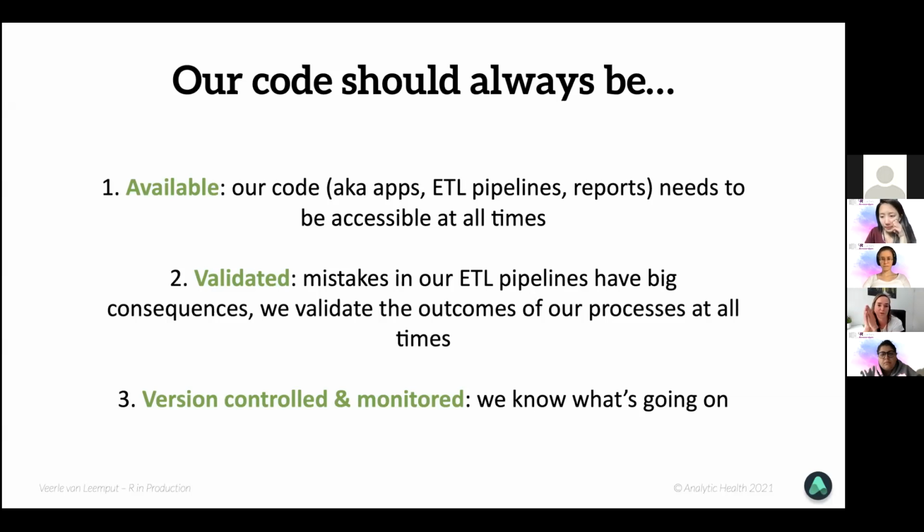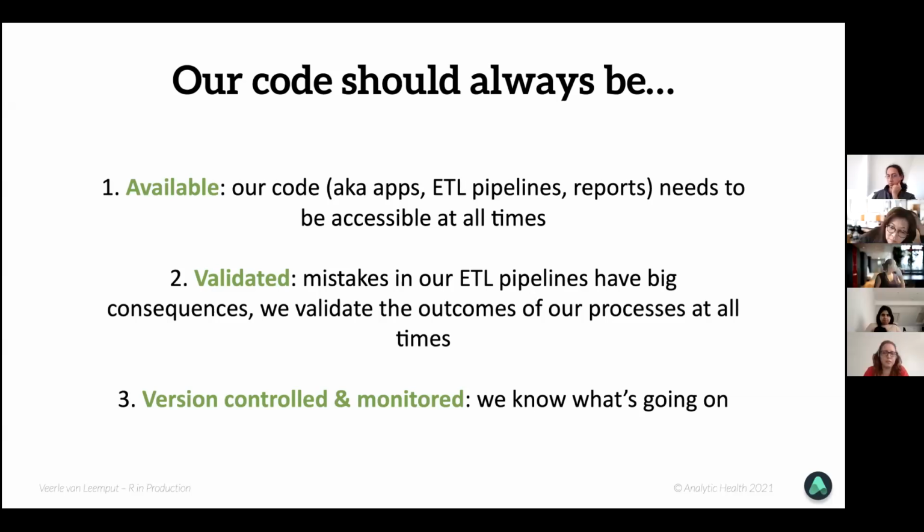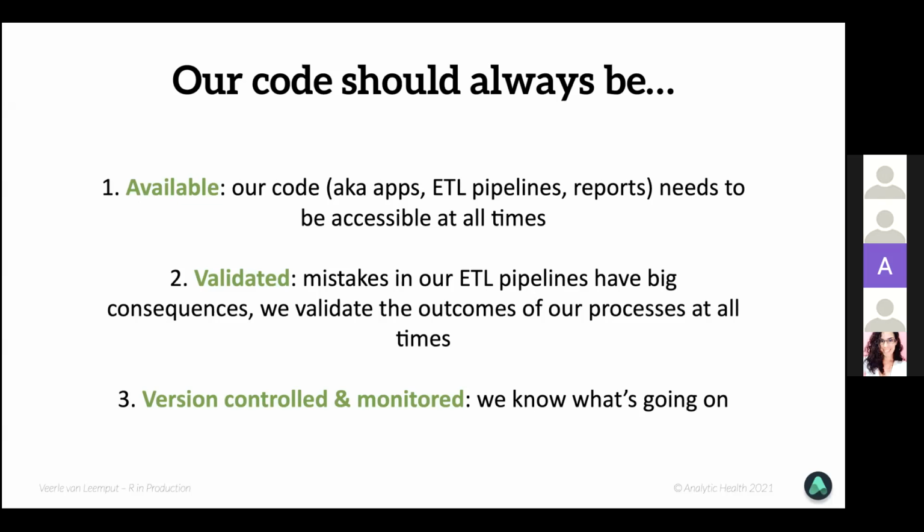So, for example, our code should always be available. That means that our customers rely upon our code to do certain stuff. For example, we make applications and people visit those applications on a daily basis, so it needs to be available. But also in those applications, we provide data on which customers make their choices, important business choices.